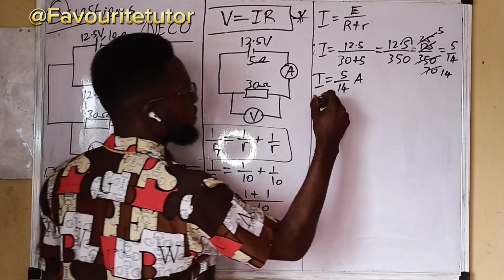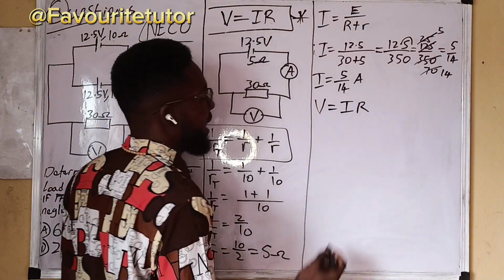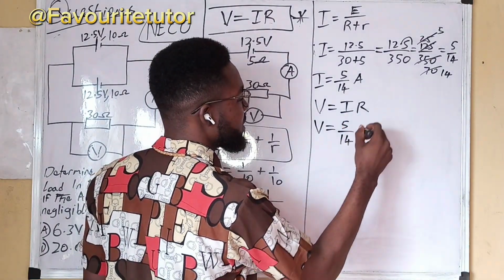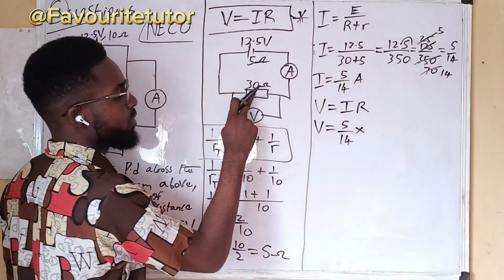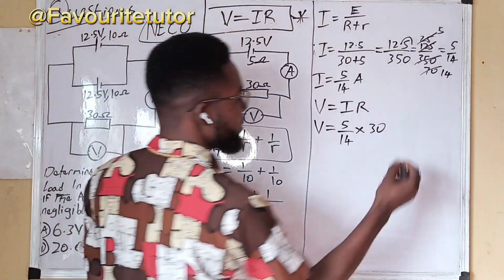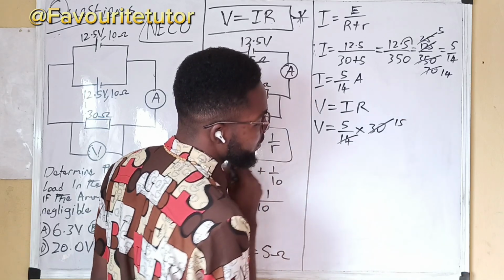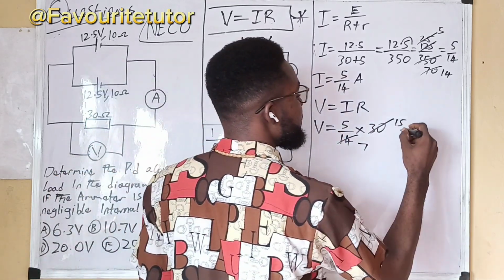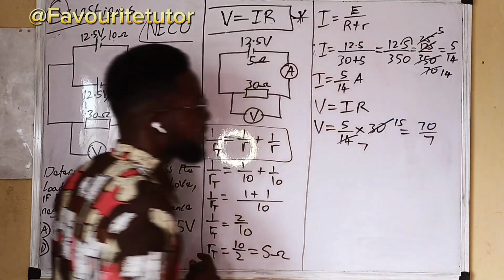Look for the potential difference. Potential difference is equal to IR. So therefore we substitute values. This is 5 over 14 times R, that is the load, which is times 30. So therefore 2 can divide 30. 2 into 30, this is 15. 2 into 14, this is 7. So I have 5 times 15. 5 times 15 is 75 over 7.